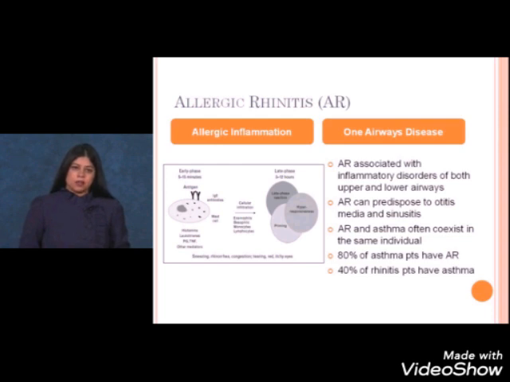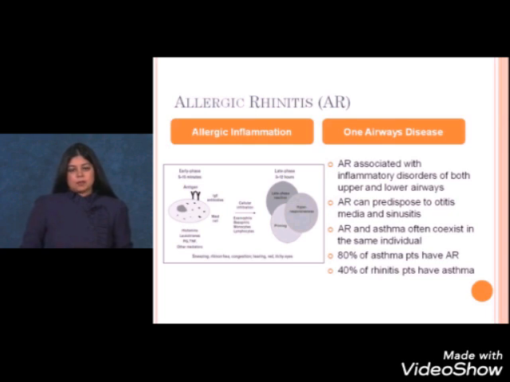Now we're talking about allergic rhinitis here, but this same sort of schematic could be seen in the lungs, the skin, etc. And you may have heard of the one airways hypothesis, which talks about allergic inflammation in the upper airways then tracking down into the lower airways. So we do know that allergic rhinitis is associated with inflammatory disorders of both the upper and lower airways. It can predispose to otitis media and sinusitis.